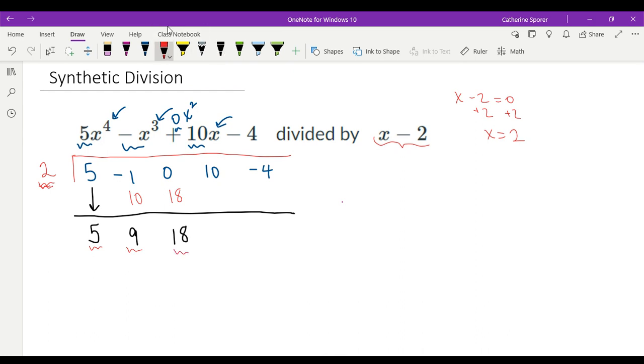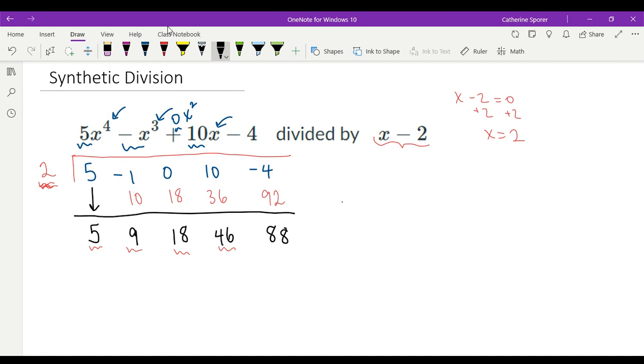Then we multiply 18 times 2, which is 36. Then we add down this column. 10 plus 36 is 46. So then we multiply 46 by 2, which is 92. And then we add down this column. Negative 4 plus 92 is 88. So this is the result of the division, but now we need to bring the x's back into the division.